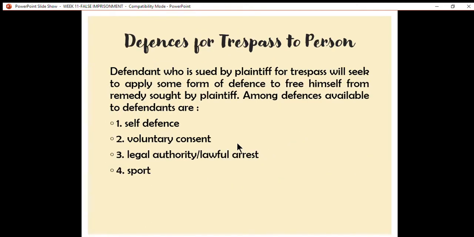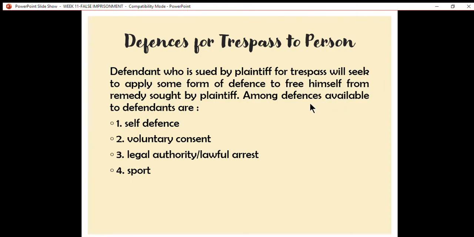Okay, now let's continue with the defenses that are available for trespass to person. So this also includes the tort of assault and the tort of battery. And defenses here are available to the defendant in order to defend himself, to free himself from the remedy sought by the plaintiff. So we can assume that the elements of trespass to person have been successfully fulfilled by the plaintiff, and now the defendant wants to defend himself.